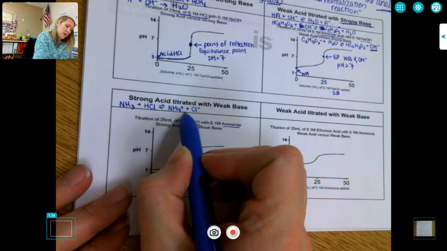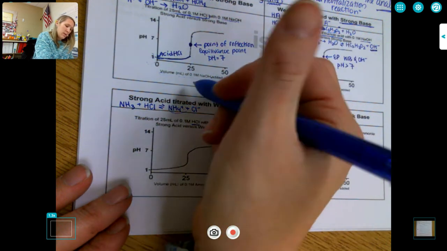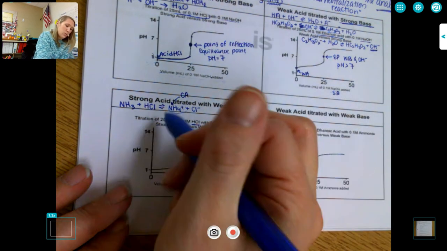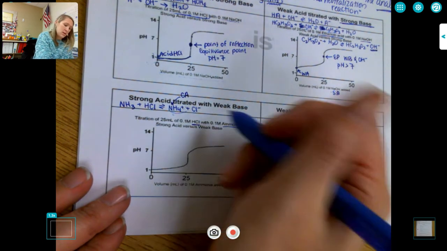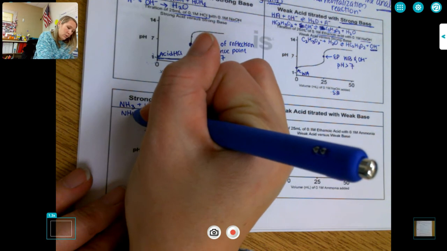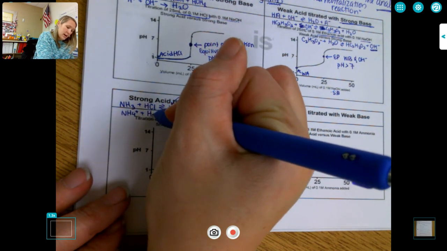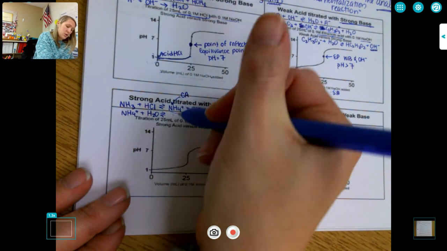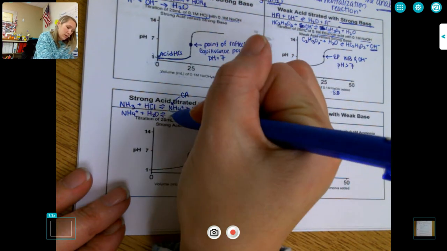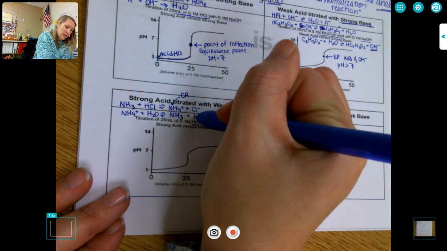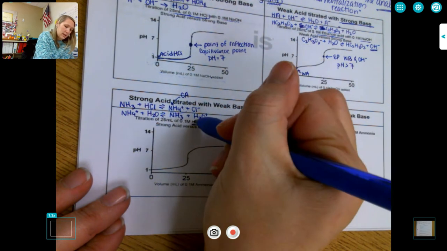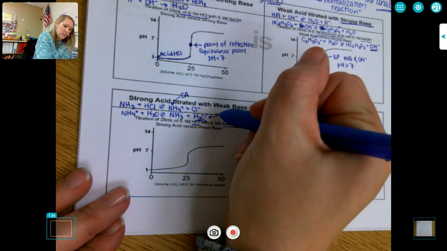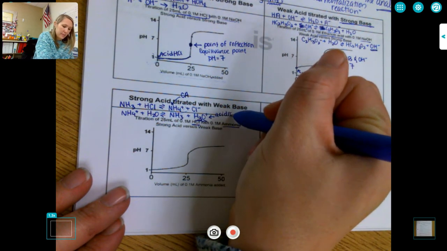And this weak conjugate acid here is going to interact with the water in the solution. So our NH4 plus ions are going to interact with water. And because it's a conjugate acid, it's going to donate that hydrogen ion to the water. So we're going to have NH3, and then we're going to have H3O plus. This guy is our hydrogen ions, so that's going to cause this to be slightly acidic.